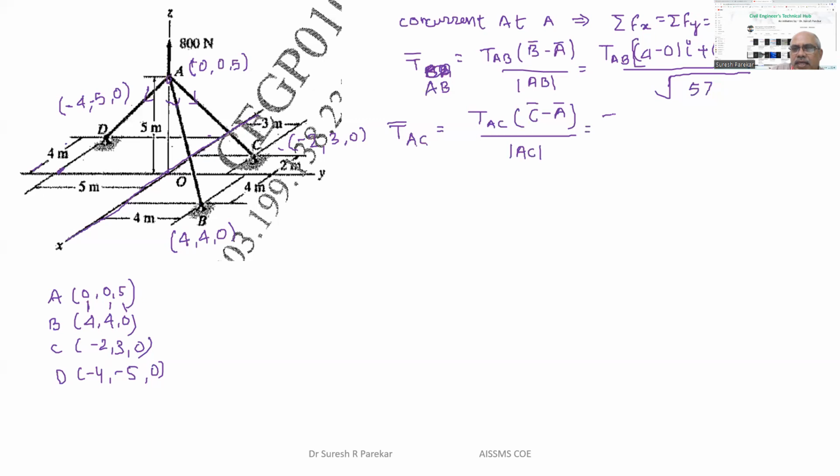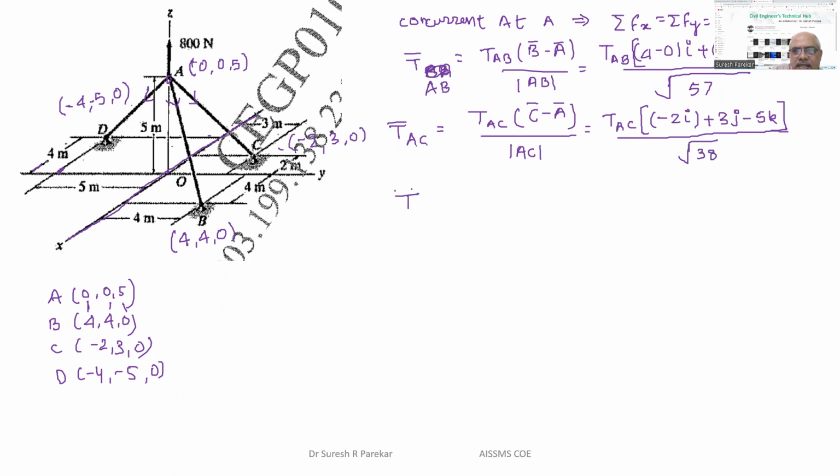And then we have TAC, now C bar minus A bar. So C bar minus 2 minus 0, so I will now directly write minus 2I, then plus 3 minus 0, plus 3J, and then 0 minus 5, so minus 5K, divided by root of 2 2s are 4, 3 3s are 9, 13 plus 25, so 38.